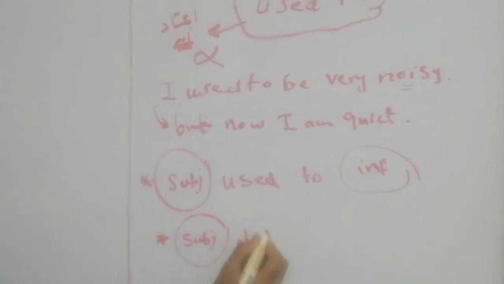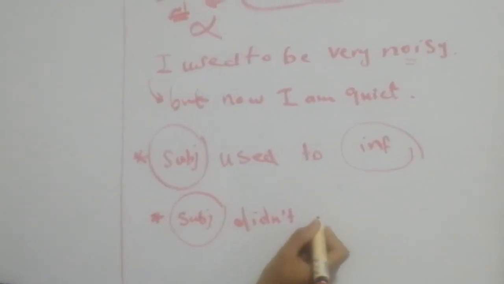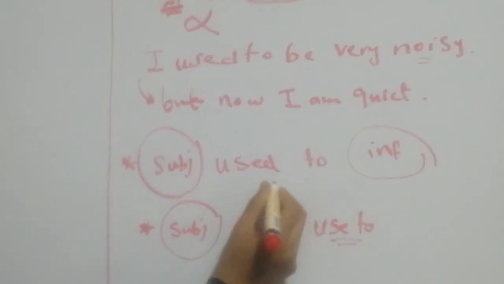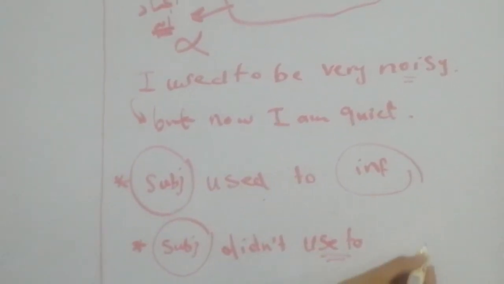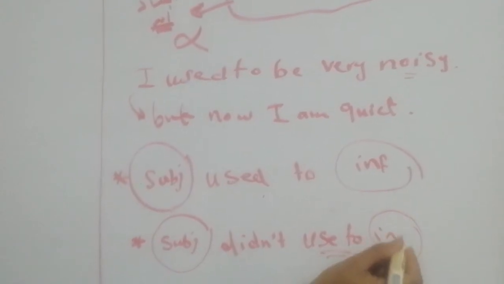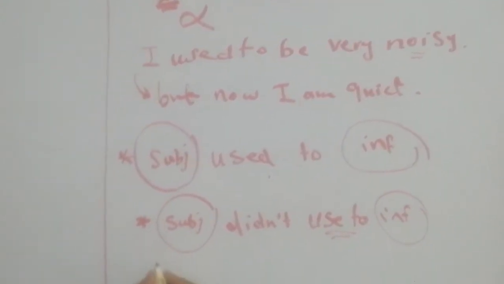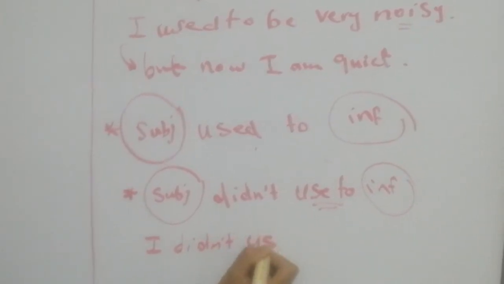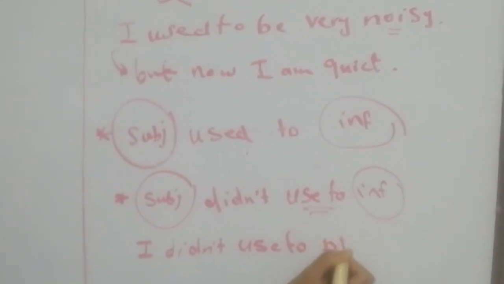Subject, didn't, زي أي جملة في الباست. Didn't use to, بزاوية دي تمام. وبعدها الverb في الانفينيتيف. As an example, I didn't use to blame the street.